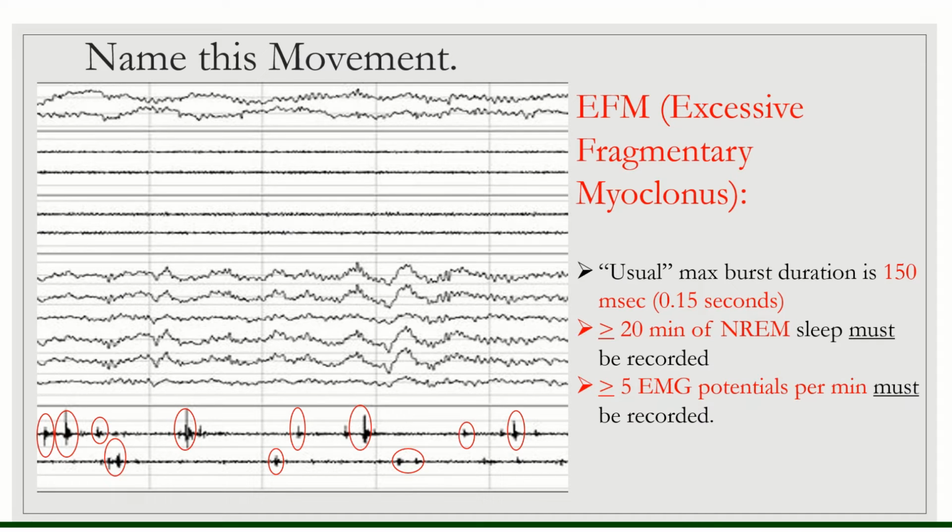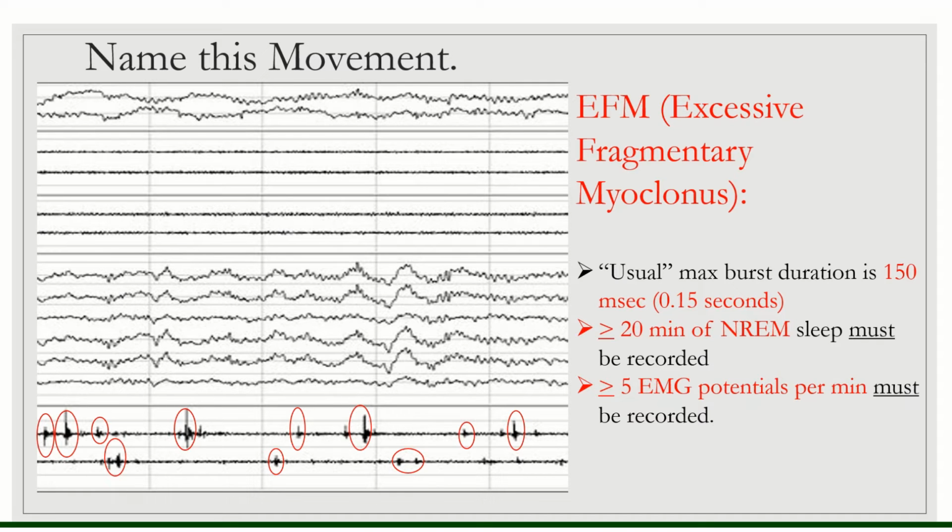All right, so the usual, and I put usual in quotes because that's what it said. It didn't say the recommended or anything like that. It said the usual maximum burst duration is 150 microseconds, which I calculated for you to be 0.15 seconds. You're welcome. Instead of asking you on the test what is 150 microseconds in seconds, I just did it for you. All right, so it's 0.15 seconds. So it's really quick.